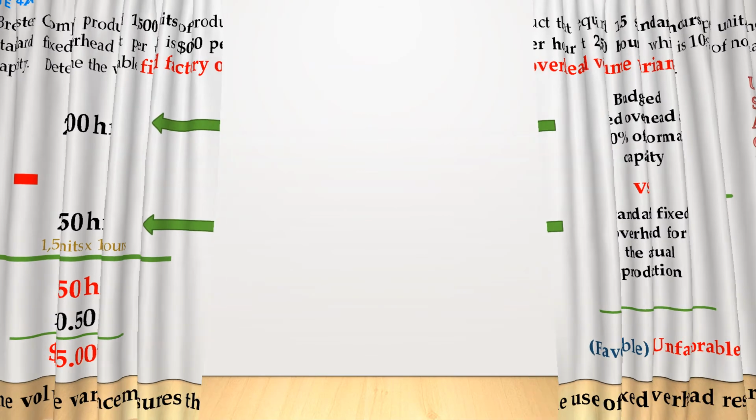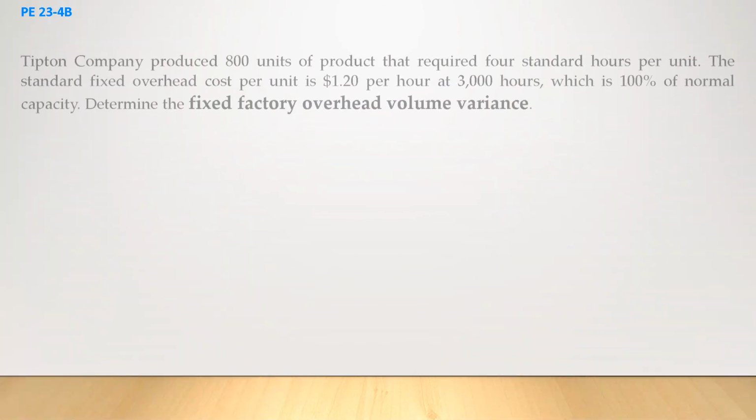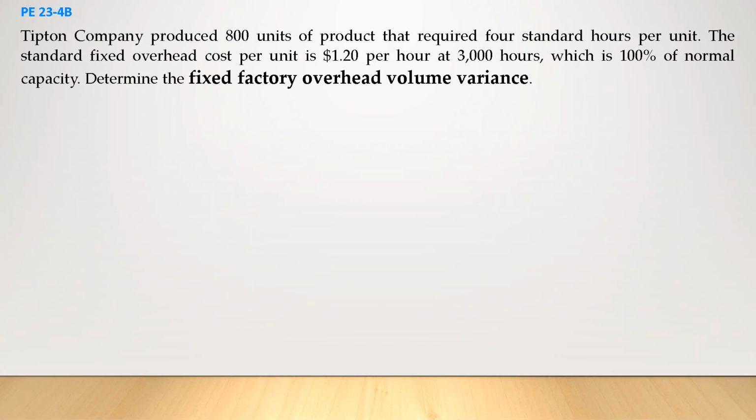Moving to the next, this is just the same as the other problem. Okay, Pipton Company produced 800 units of product that required 4 standard hours per unit. The standard fixed overhead cost per unit is $1.20 per hour at 3,000 hours, which is 100% of normal capacity. So we need to determine the fixed factory overhead volume variance.